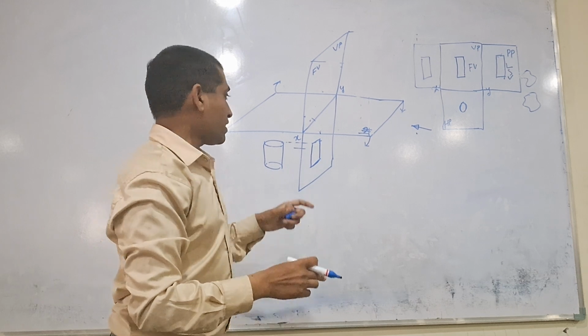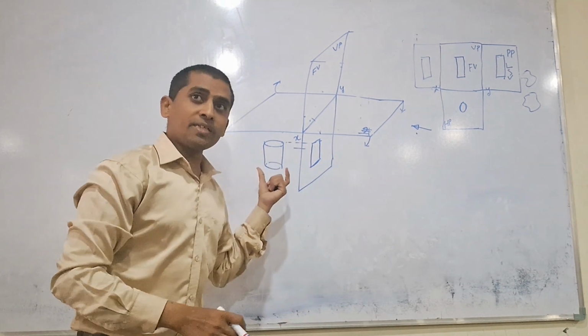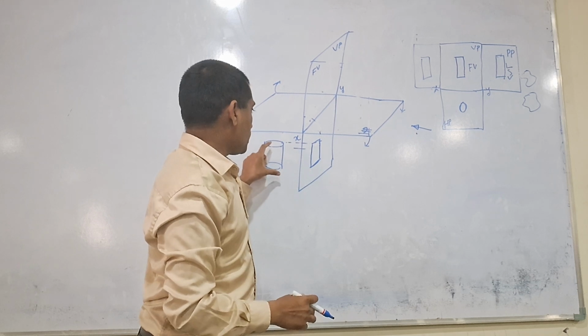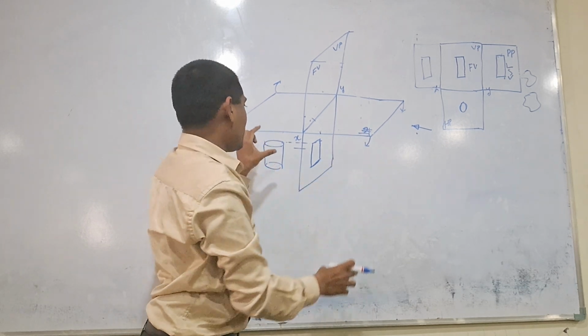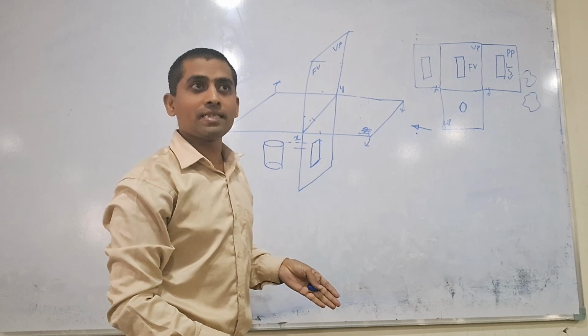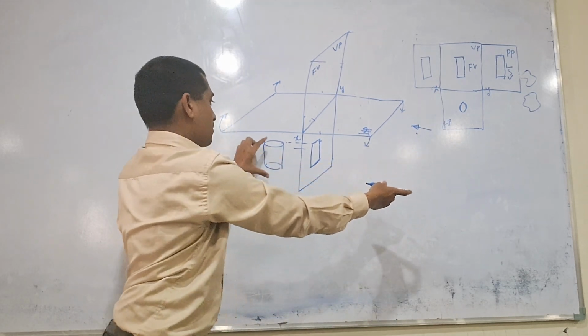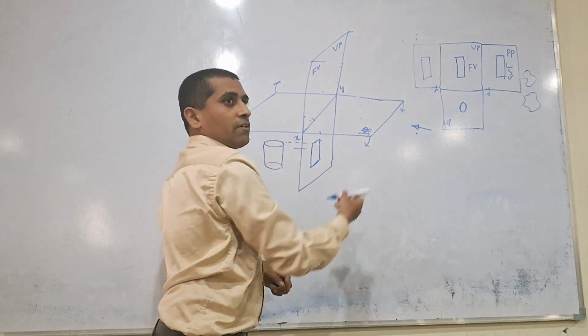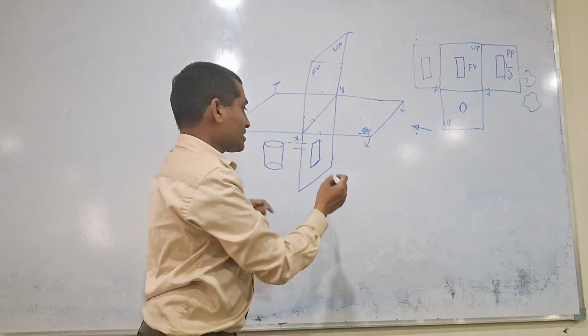So here, when we place this object in the third quadrant, in between the observer and the object there is a plane, the reference plane. Is it clear? The observer is here and the object is here, and in between them there is a reference plane. Is it clear? And this is the front view.